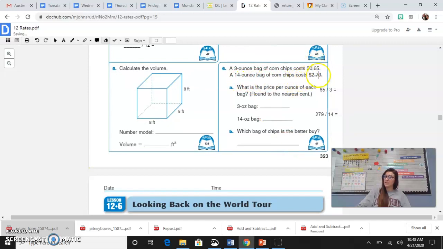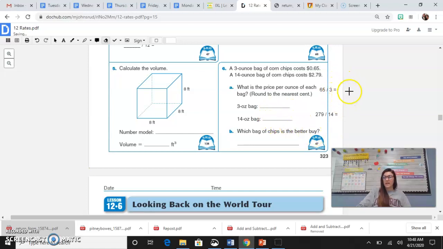A 14-ounce bag costs $2.79. What's the price per ounce? So you are going to need to take 65 divided by 3. Your answer is going to be 0 point something. For the 14-ounce bag, you're going to have to take 279 divided by 14. Your answer should be 0 point something as well, or 1 point something.